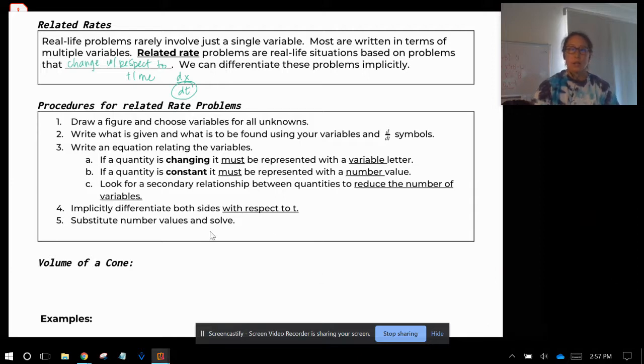All right. Next up, look for a secondary relationship between the numbers. So sometimes we can substitute in different equations to help us make the equation easier for us to solve. Lastly, we're going to differentiate and then substitute any values that we want to evaluate at that specific instance.